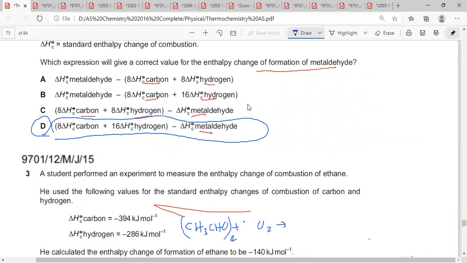Understood? Okay? And I've got no more time. You can try the others yourself now. So we have done how to calculate using Hess law, using heat of combustion, heat of formation, and heat of reaction and standard conditions.